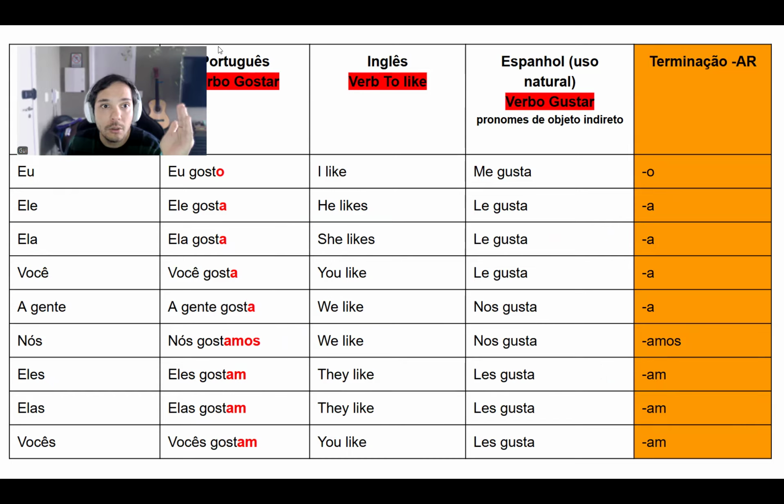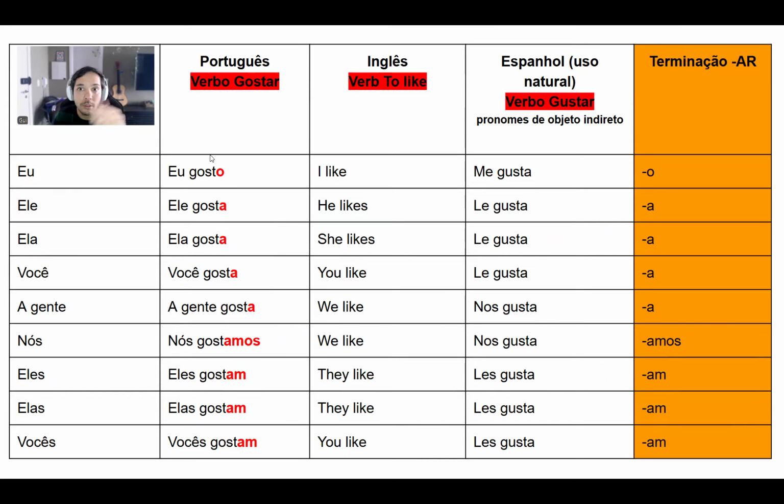Em espanhol, utilizam pronome de objeto indireto. Em português, não utilizamos. Às vezes utilizamos pronombres reflexivos, pero sim, em português utilizamos, pero não muito.